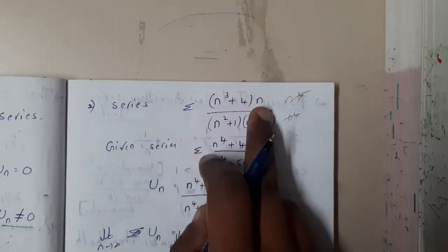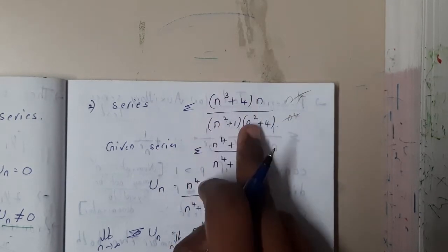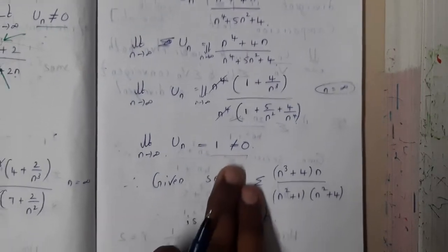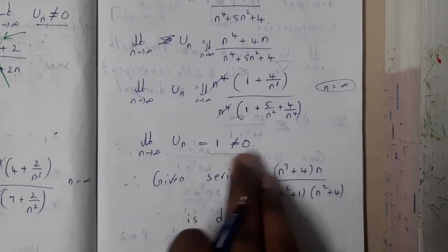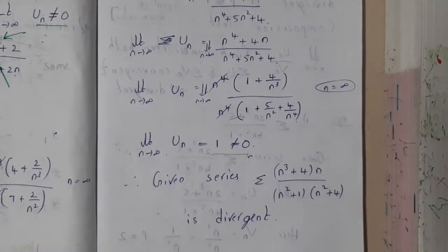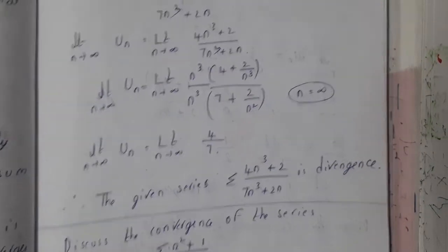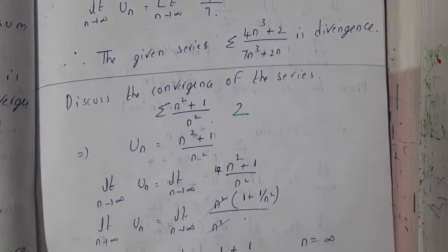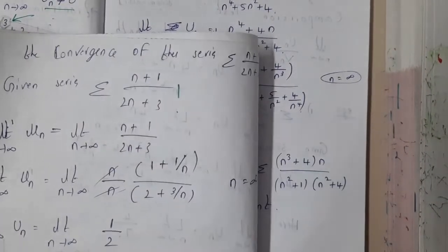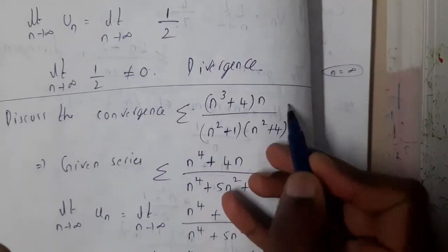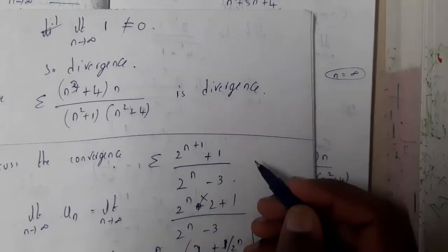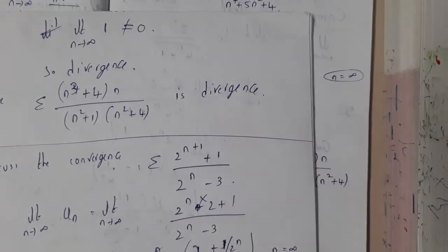Here the powers are the same, that is n power 4 and n power 4. We solved it in the same method. Again we took n power 4 common, and here we got 1 is equal to 1, not equal to 0. Hence it is also divergent. For more examples you can check the classwork, guys. Here also power 3 is common, here power 2 is common, here power 1 is common, and here power 4 is common. In this way you can continue, guys.